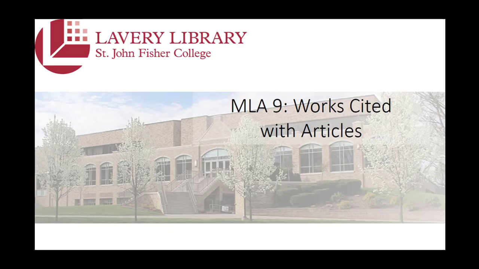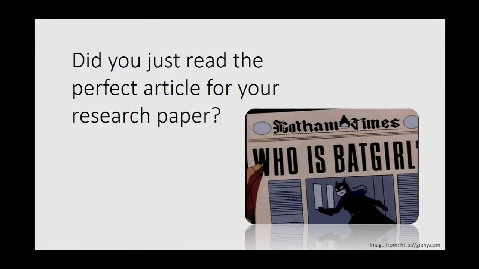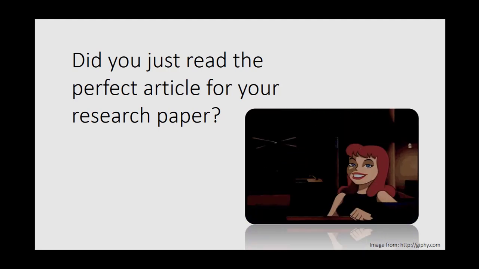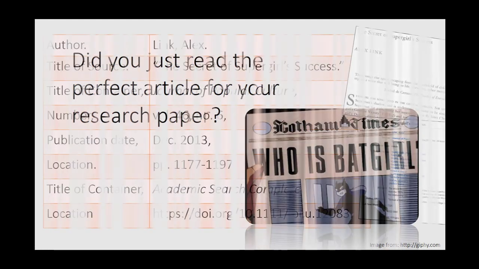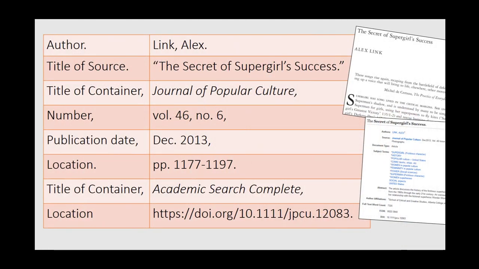Did you find the perfect article for your research paper and now you need to create a works cited entry? First, you need to consider which of the core elements are needed for articles. Starting at the top of the core elements list, we need to find the author of the source.